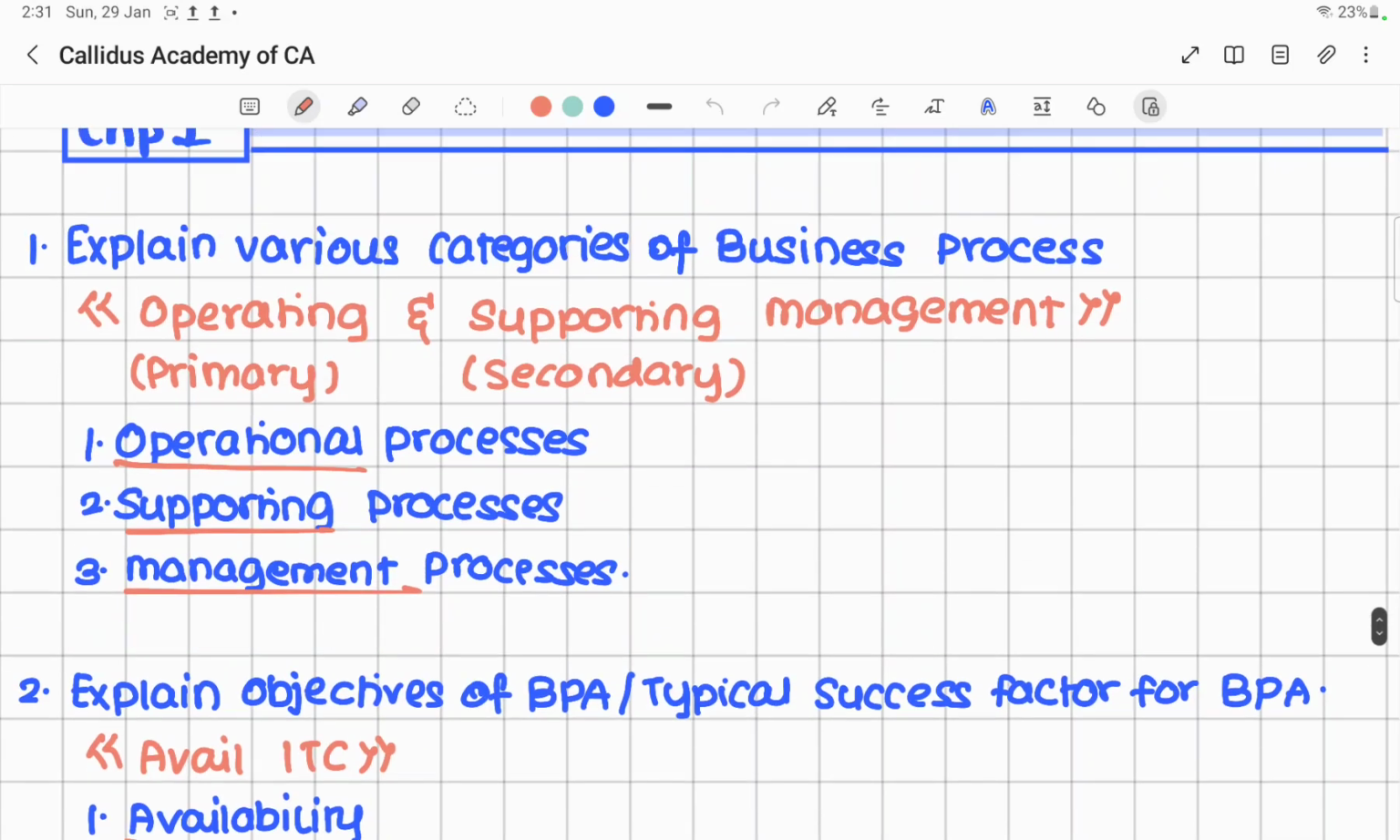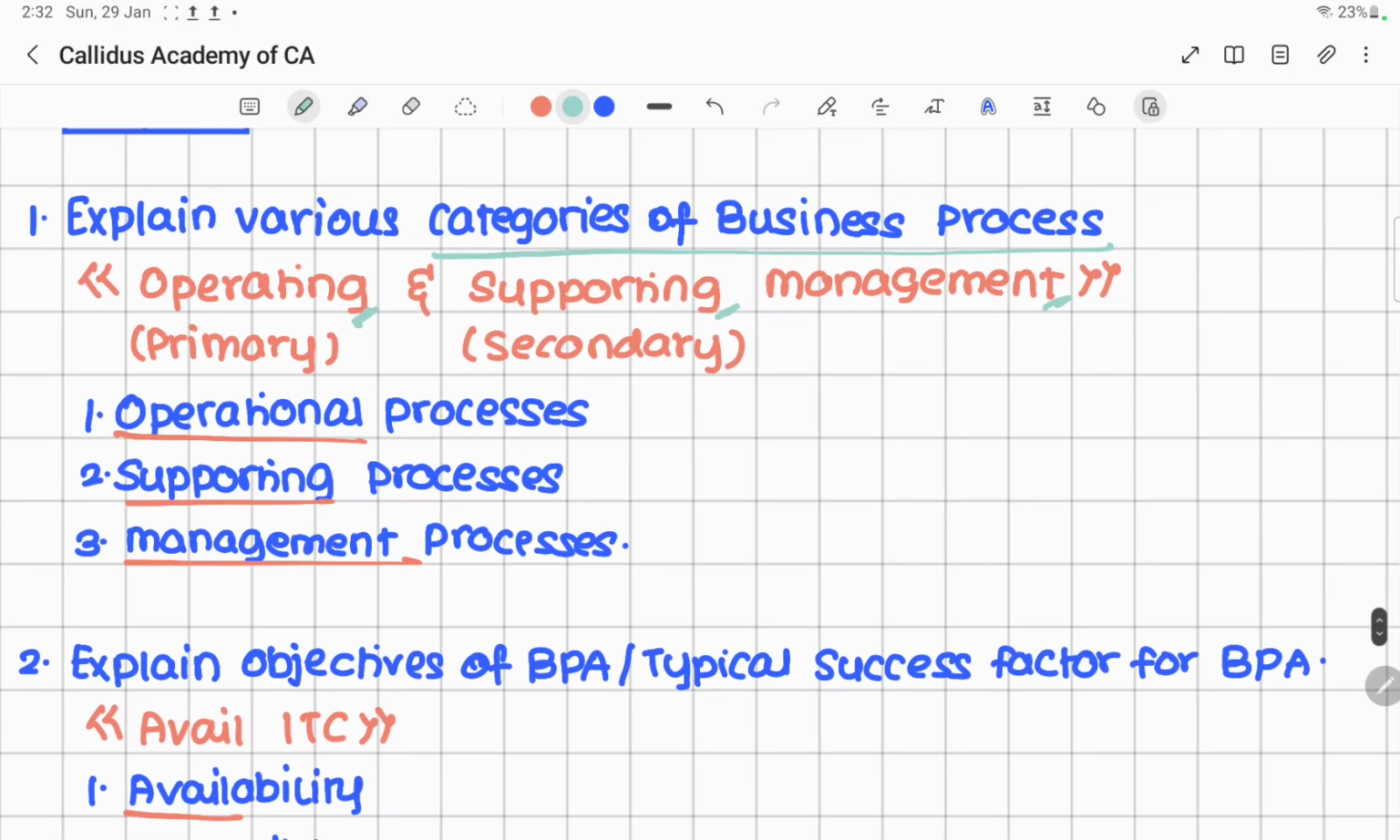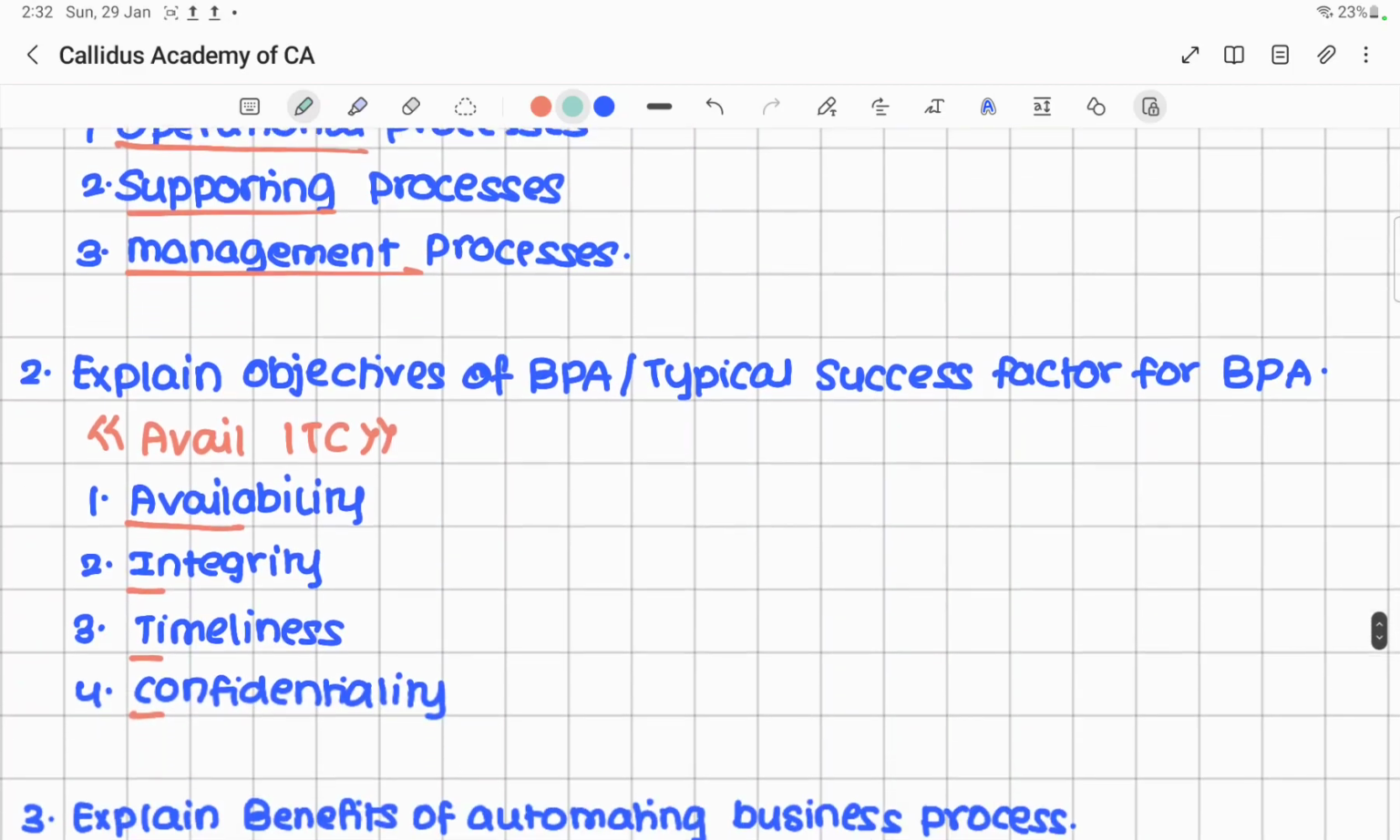Let's start. The first question is, explain various categories of business process. The cheat code is operating and supporting management. What are the various categories of business process? One is to operate, one is to support, and the other is management. So the cheat code is operating and supporting management, that is operating processes, supporting processes, and management processes.